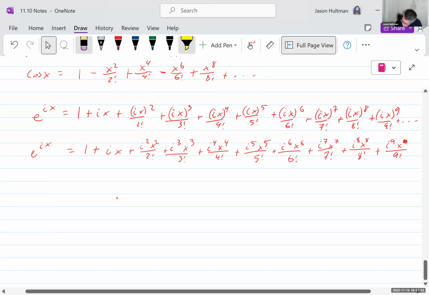So now we just need to know, what are all these powers of i? What is i? Well, i is i. What's i squared? It's -1, because the square root of -1 times the square root of -1 is -1. What's i cubed? It's -i. What's i to the 4th? It's i squared times i squared, which is -1 times -1, which is 1.